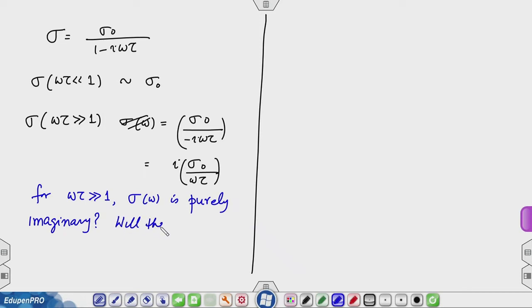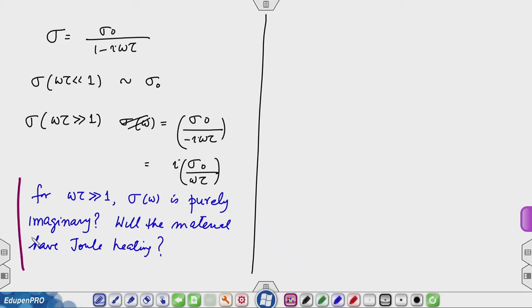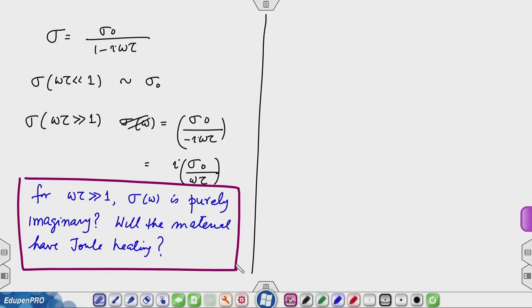Will the material have Joule heating? Think about it. How would you work it out? And as I had said earlier, what finally matters is the real part. So, you got to calculate the current density multiplied with E, averaged over the time period, and see if there will be Joule heating. If there is no Joule heating, what happens with high frequencies?